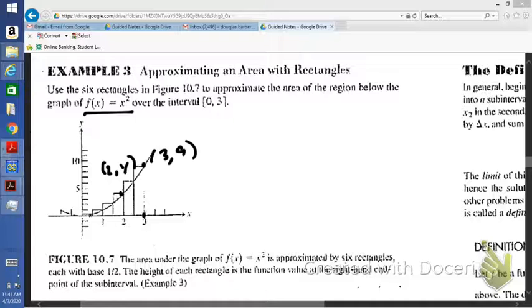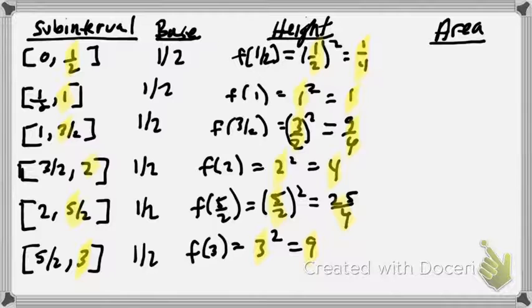Okay, so now we have our height. Now we can calculate the area. So we're going to do 1/2 times 1/4. That's going to give us 1/8. Let's do decimals because we're going to be adding these all together to get an area. So 0.125, and then we got 1/2 times 1. That's going to be 0.5.